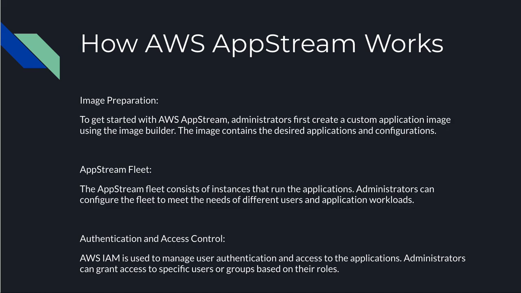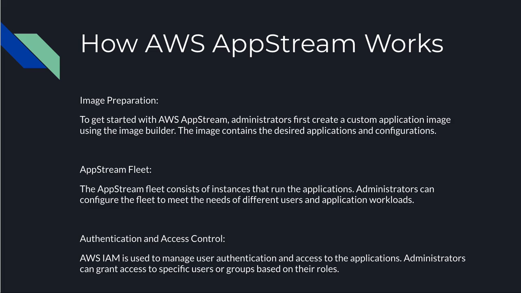Now using that, you are going to prepare this AppStream fleet, right? So the very first thing is this image preparation. And the image contains all the desired applications and their configuration. This is how the server knows what application you are trying to run, and with what configuration those applications should be created. So this is the very first step when you are configuring AppStream, that you have to prepare the image. So image preparation is there.